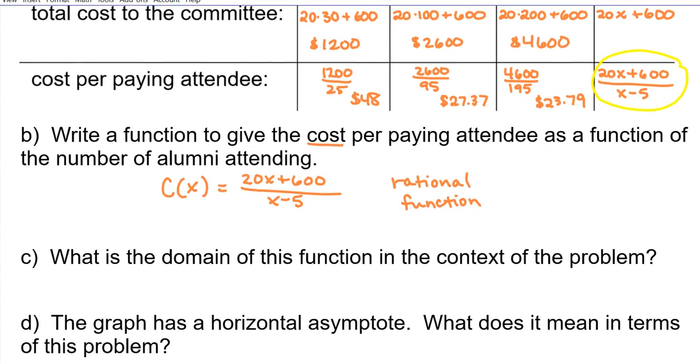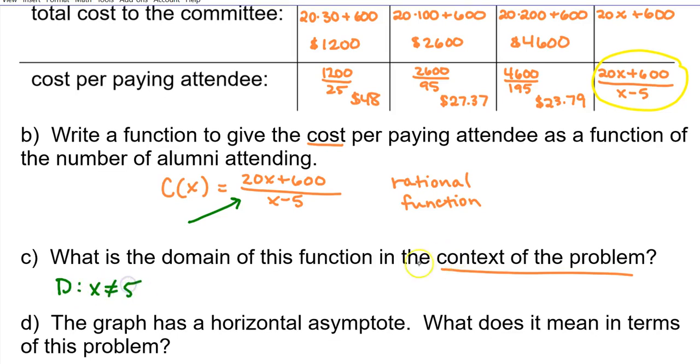What is the domain in the context of the problem? So if all you do is look at this mathematically and you say, what values can x take on? And you notice that you can't have x equals 5 because that would make the denominator 0. You might say the domain is just all real numbers except 5.